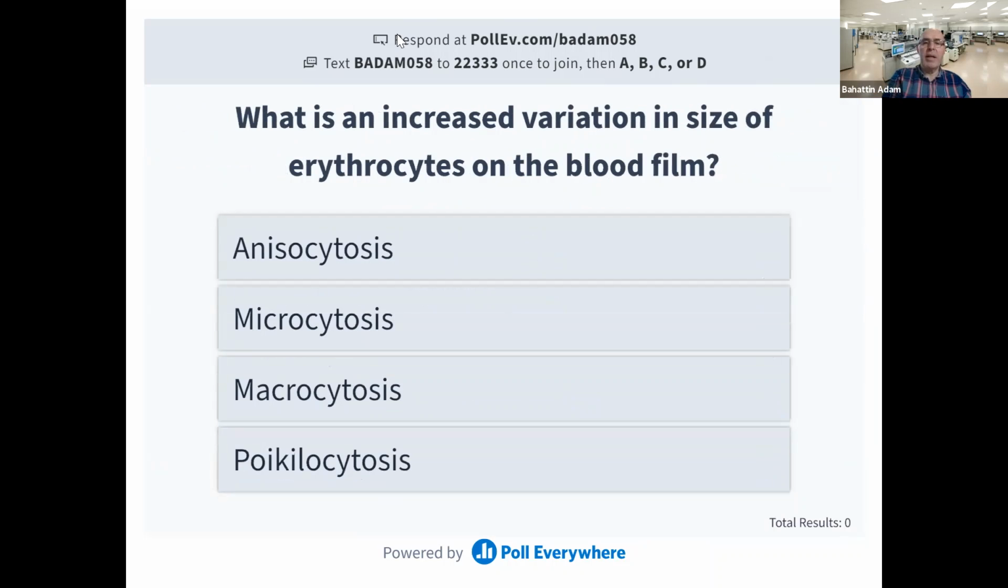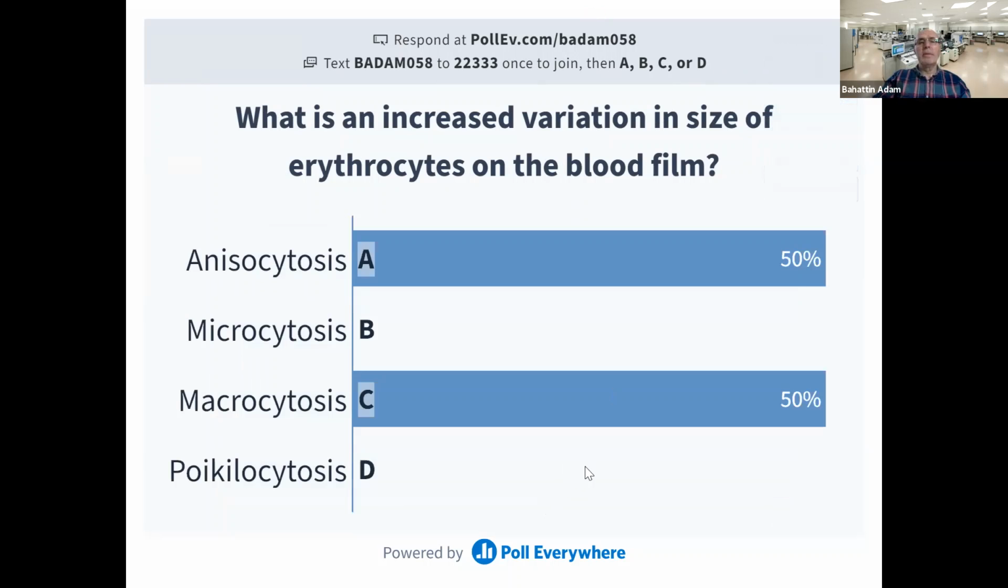And then the last one. What is an increased variation in size of erythrocytes on the blood film? Anisocytosis, microcytosis, macrocytosis, poikilocytosis.